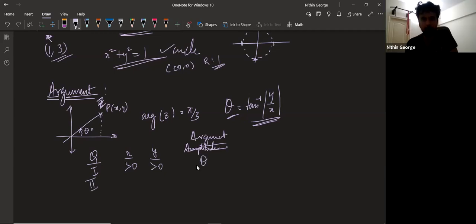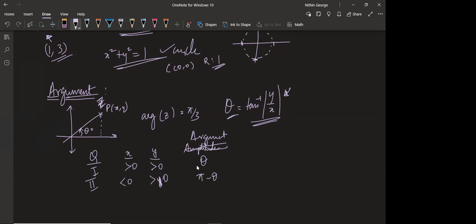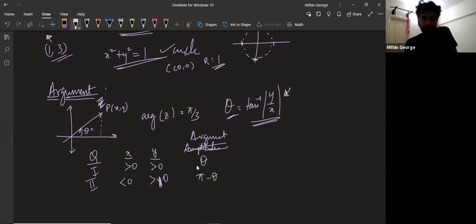Okay. Now, if it is the second quadrant, remember, you're getting a first quadrant angle here by tan inverse y by x. Tan inverse returns values from 0 to pi by 2. Now, if it was in the second quadrant, what can you say about x? X is less than 0 and y is greater than 0. Okay, what can you say about the argument here? Pi minus theta, because it's in the second quadrant. So what you do is you go all the way to pi and then you subtract theta from it. That's the idea.